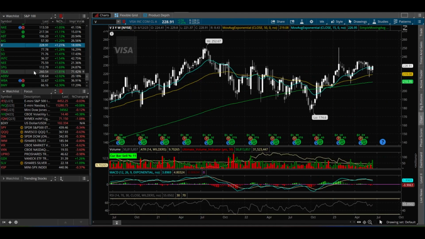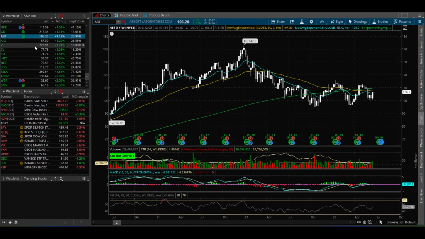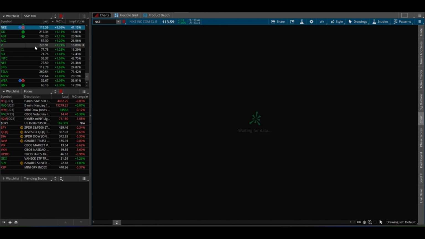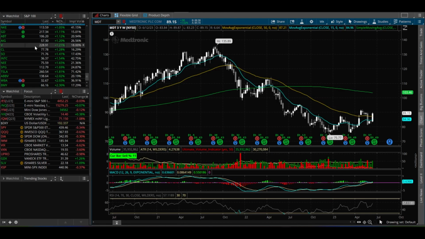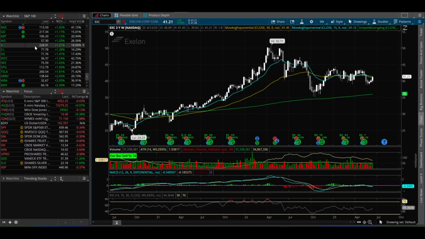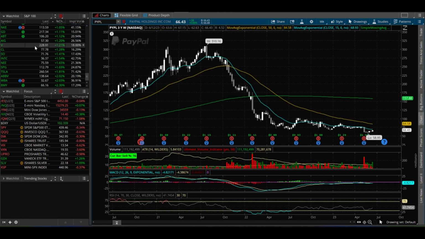Colgate. Visa is slowly trending up, but again, there's a lot of congestion that's right in between here. So again, we're looking for trend. Nothing here. This is another decline. PayPal is literally destroyed.